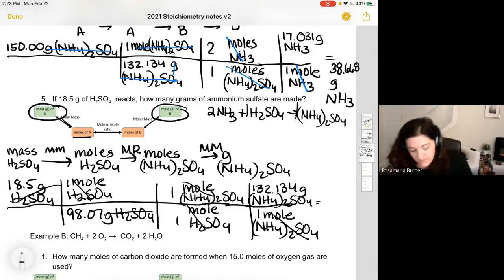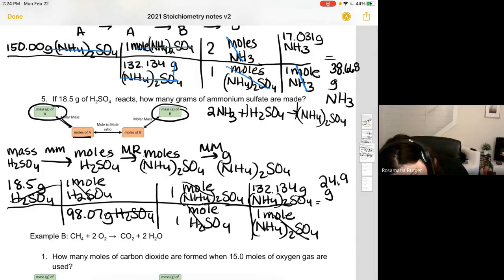So you're going to do 18.5 divided by 98.07. You don't have to put the 1/1 in the calculator. You don't need to do that. Times 132.134. And this gets you 24.9 grams of NH4 to SO4.